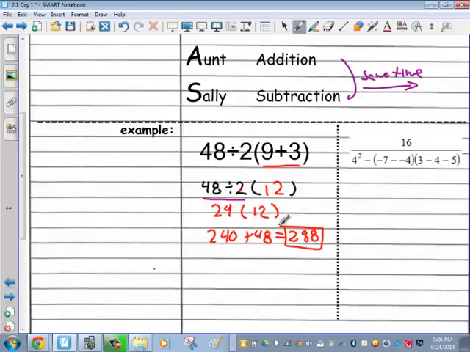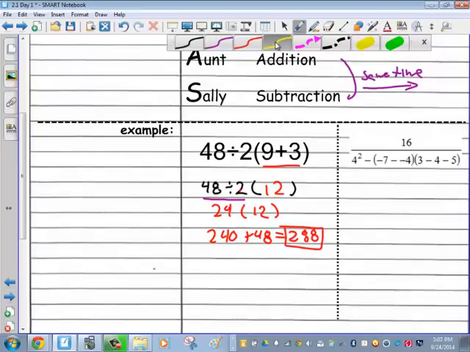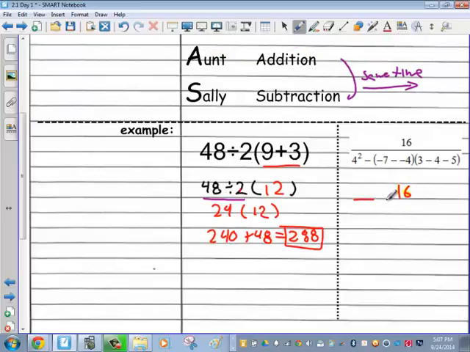Okay, so let's go over to this problem right here on the right side, and use please excuse my dear Aunt Sally to simplify this. Well, first we got to do the parentheses, so I'll rewrite this as 16 over 4 squared minus -7 minus -4 is -7 plus 4, so 4 minus -3 for that, and 3 minus 4 minus 5. If we did that, 3 minus 4 is -1, minus 5 is -6. Okay, now I got that done.